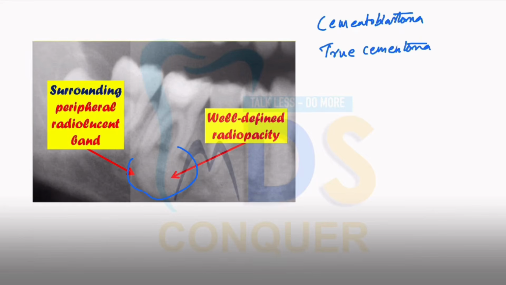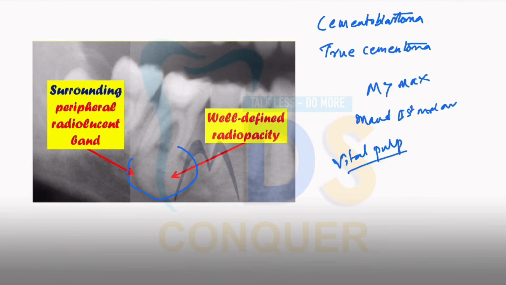It is more irregular. These cementoblastomas are most common in the mandible when compared with the maxilla, around 3 times more in the mandible. The most common area affected, as given in the diagram, is the mandibular first molar area. It is most commonly associated with a vital pulp, and it's a slow growing tumor.